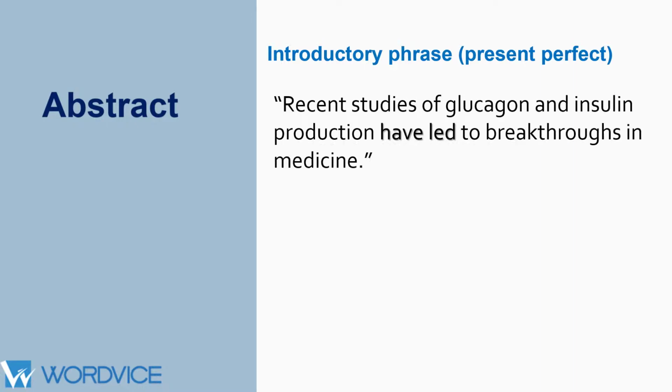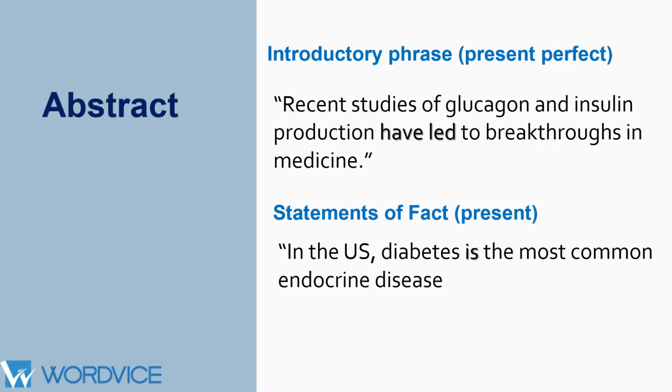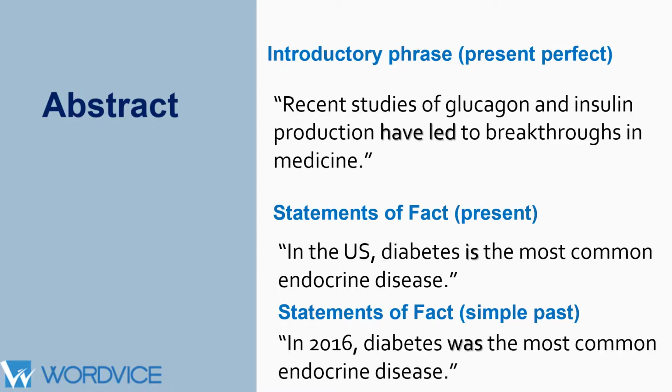Recent studies of glucagon and insulin production have led to breakthroughs in medicine. For statements of fact, as in other parts of your research paper, use the present tense. In the US, diabetes is the most common endocrine disease. You can also use the simple past for statements of fact that were determined to be true at a specific time. In 2016, diabetes was the most common endocrine disease.